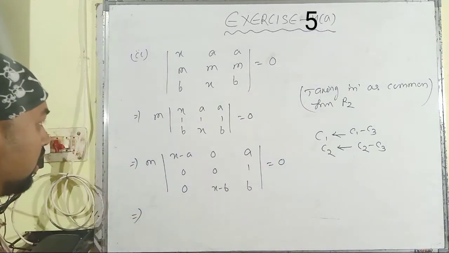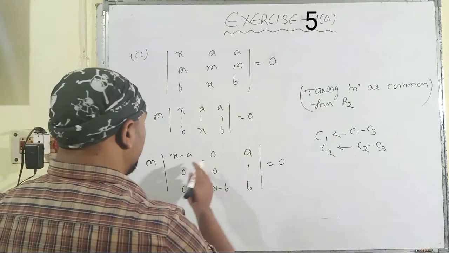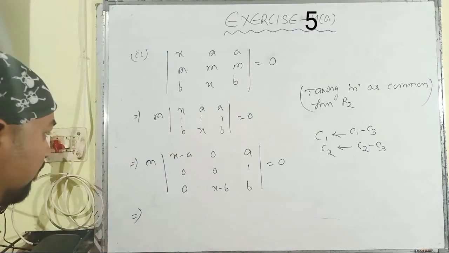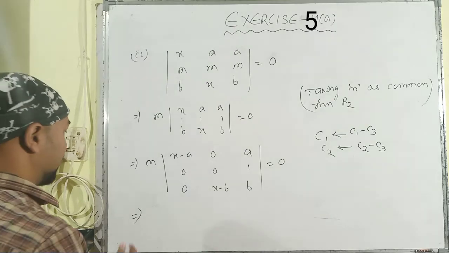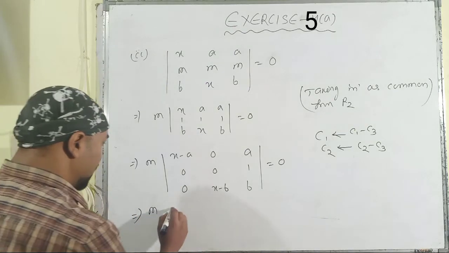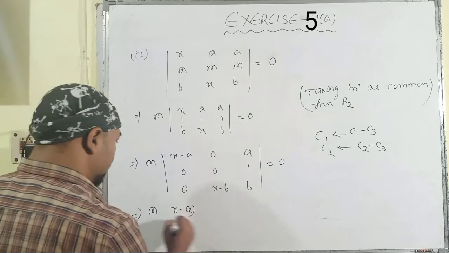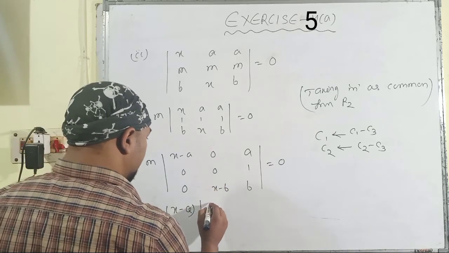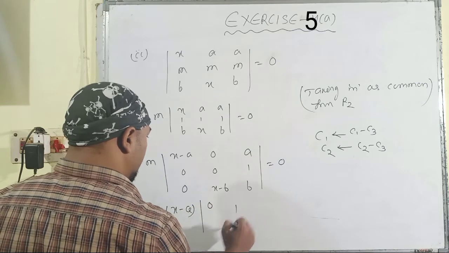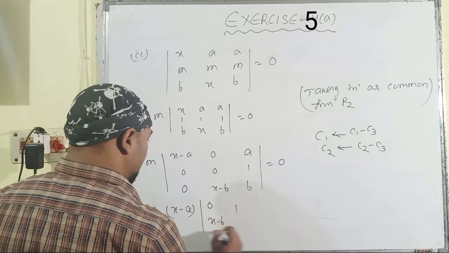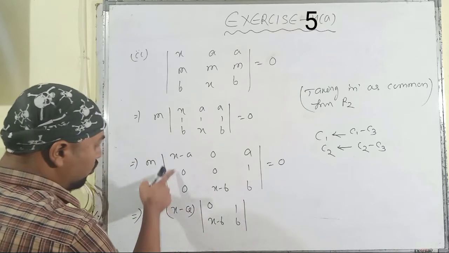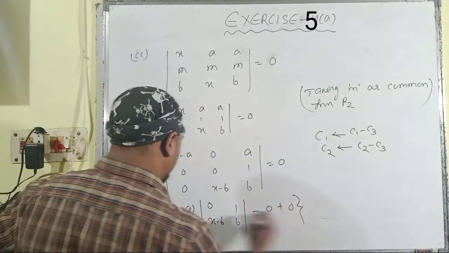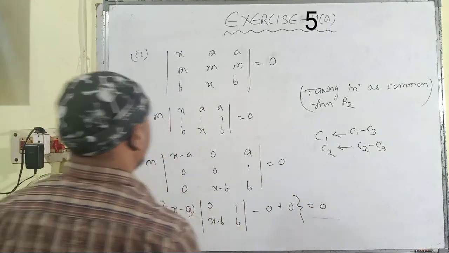So we can consider the first column, and we can find out the value of x here. So m multiplied with x minus a multiplied with the determinant of 0, 1, then x minus b, b. The rest of the two values in the first column are 0, so we can just put 0 here, and it is equal to 0.